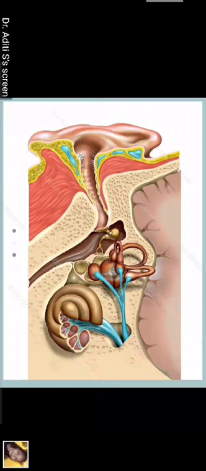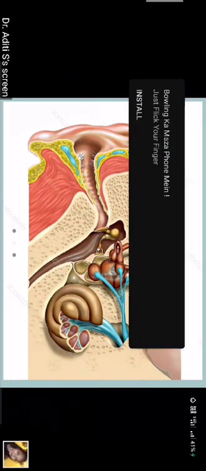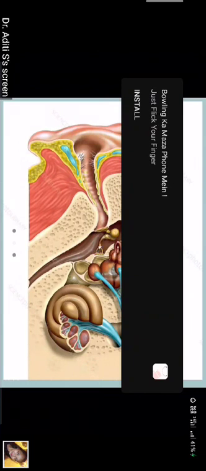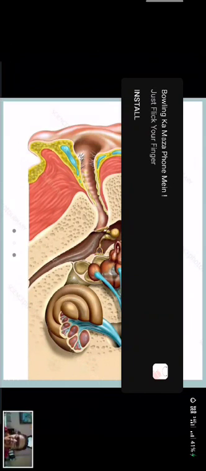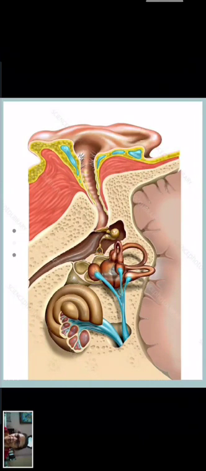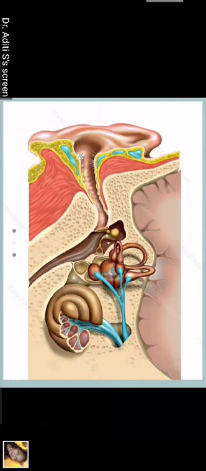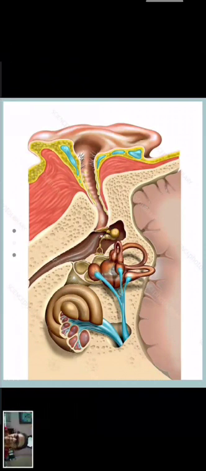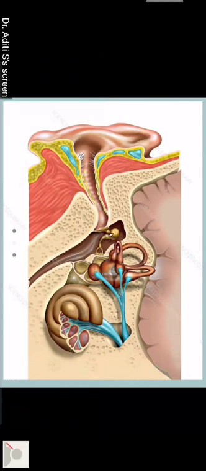These are malleus, this is incus, and stapes. Okay. So malleus, incus, stapes arrange in the form of a lever. And the air helps to equalize the pressure on either side of the tympanic membrane.